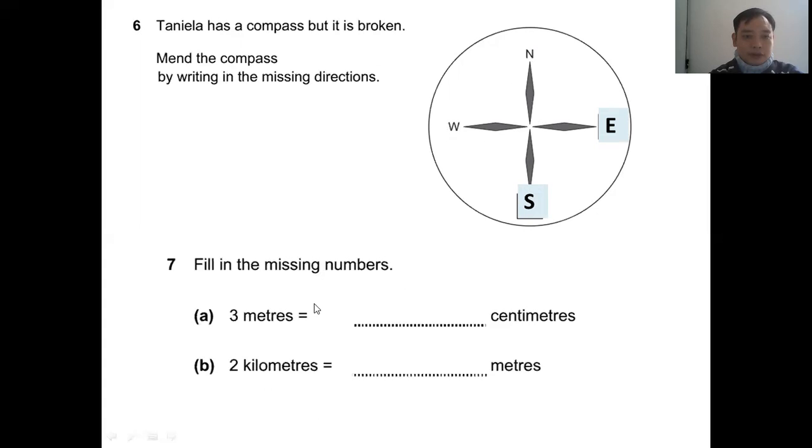Question 7. Fill in the missing numbers. A. 3 meters equals blank centimeters. So 1 meter equals 100 centimeters. 3 meters equals 300 centimeters. B. 2 kilometers equals blank meters. So 1 kilometer equals 1,000 meters. So 2 kilometers equals 2,000 meters.